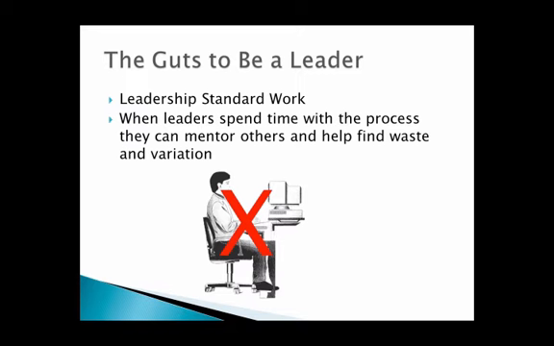Remember, lean isn't all about eliminating waste. It's also about eliminating variation, and it's about eliminating overburdening of employees. So if you're not actively looking at that last one, overburdening of employees, you're really missing one third of what lean really is.